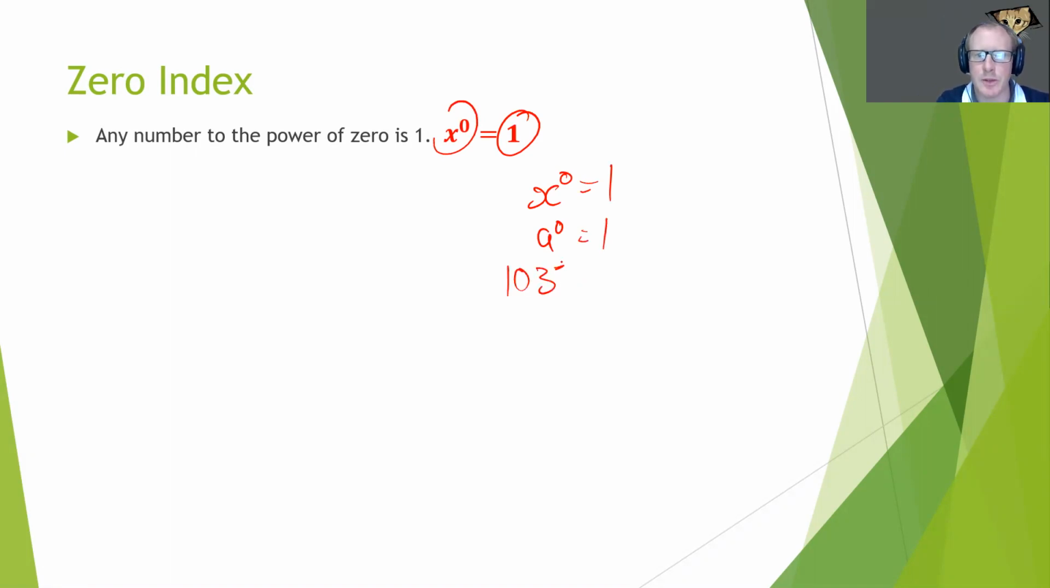103 to the power of 0 equals 1. Literally anything to the power of 0 equals 1.